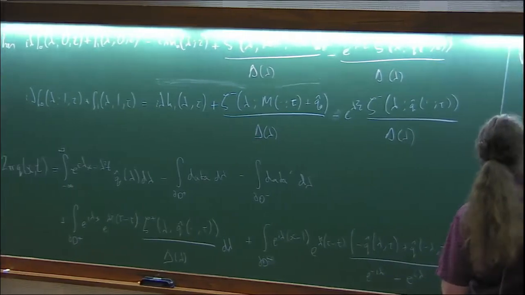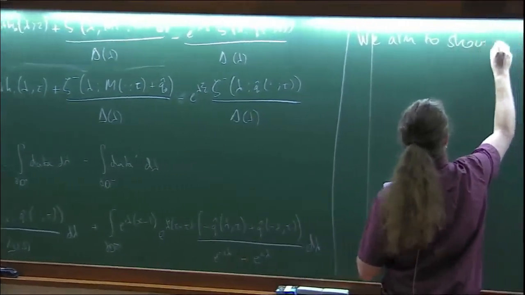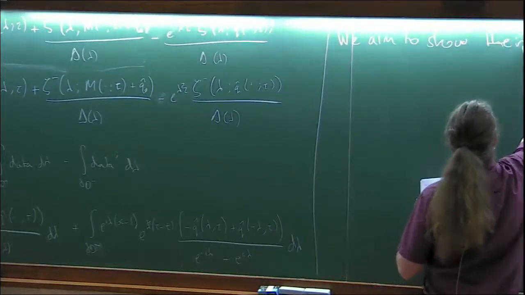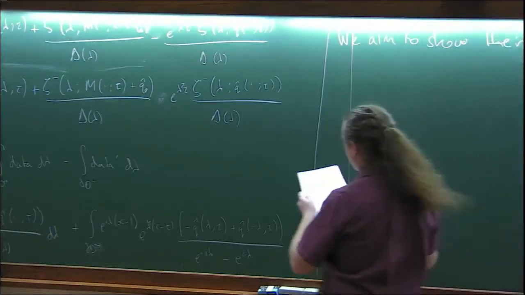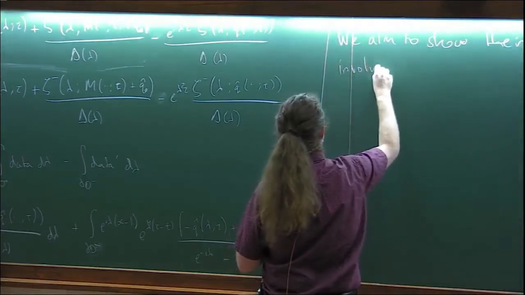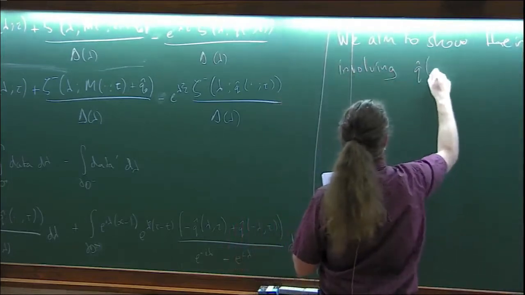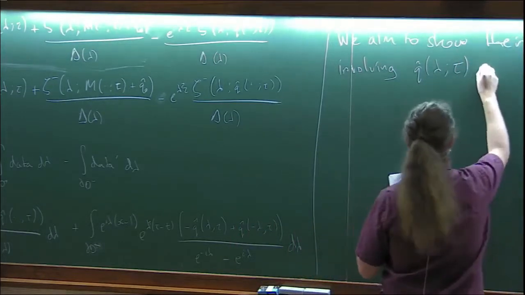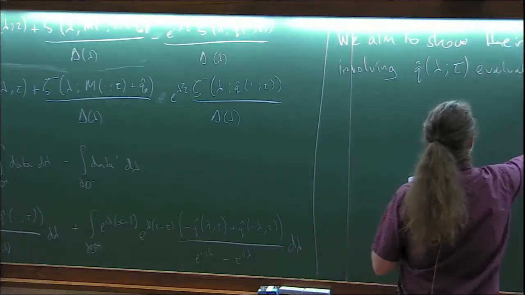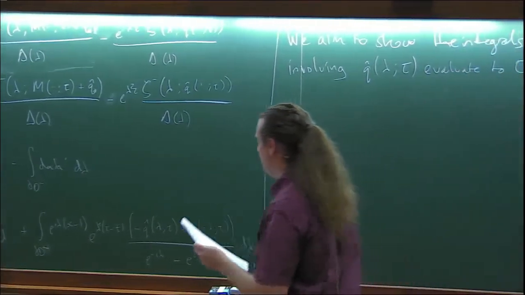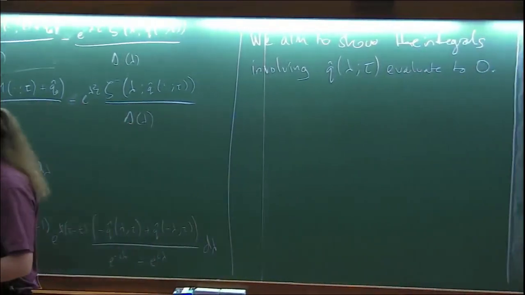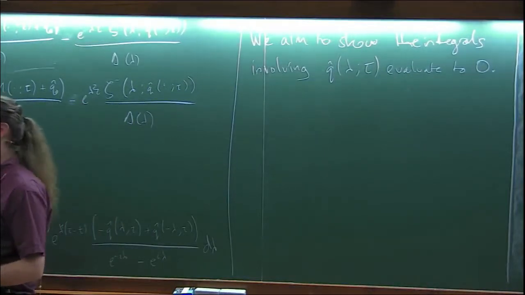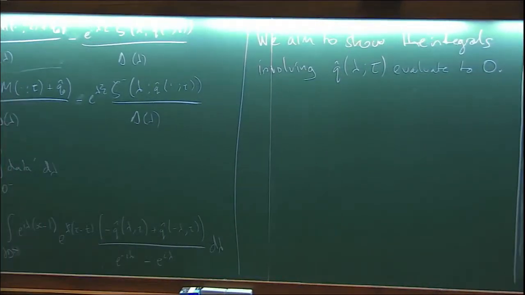So we aim to show the integrals involving the Fourier transform of the solution at time tau evaluate to 0. Now, I'm not claiming that the integrand is 0, I'm claiming that the integral is 0, right? Okay. And we're going to use our favorite tool, Jordan's lemma.